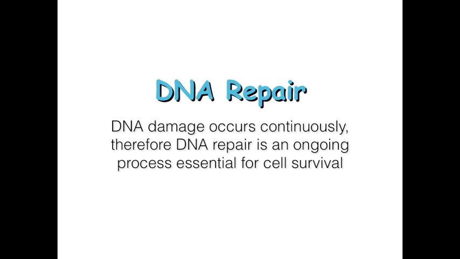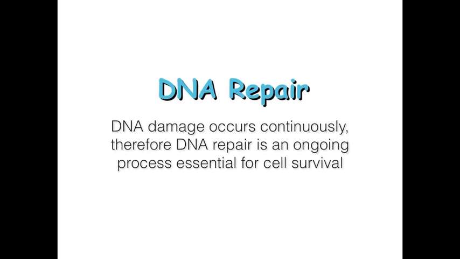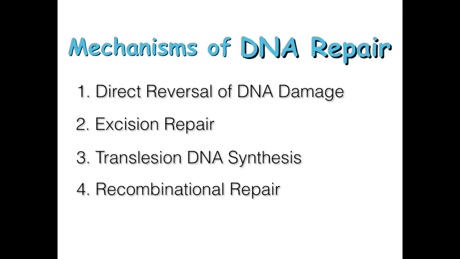During the last class, we established the idea that DNA damage is a fact of life. It happens at all times due to the chemical nature of DNA. We also established the existence of four main ways of dealing with DNA damage and covered the first two mechanisms: direct reversal and excision repair.